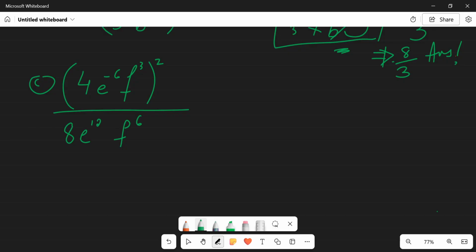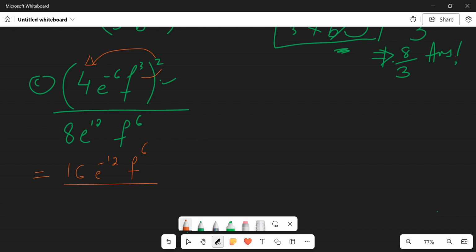Now, what we need to do, parenthesis you need to open. You need to open the bracket here. Which bracket? This one. So when we open this bracket, 4 fours are 16. I'm talking about this one. This square is on the entire bracket. So 4 into 4 gives you 16, right? E minus 6 multiplied by 2 gives you minus 12. And this 3 and 2 multiply and the F value will be 6, right?